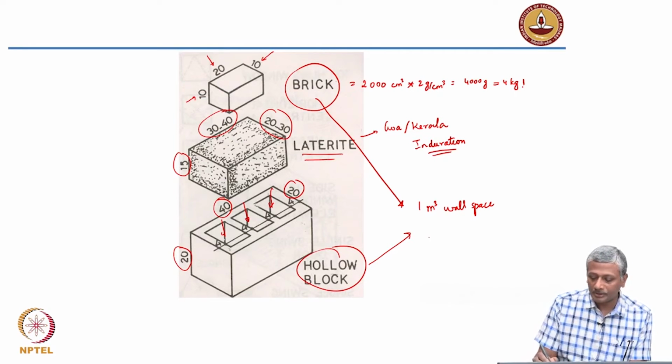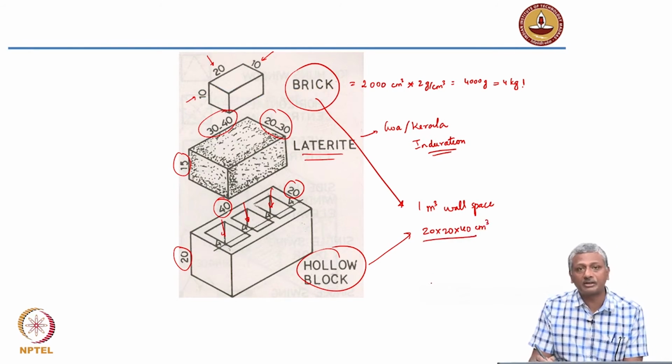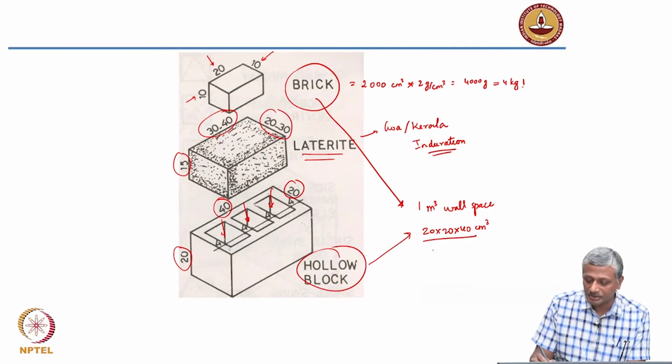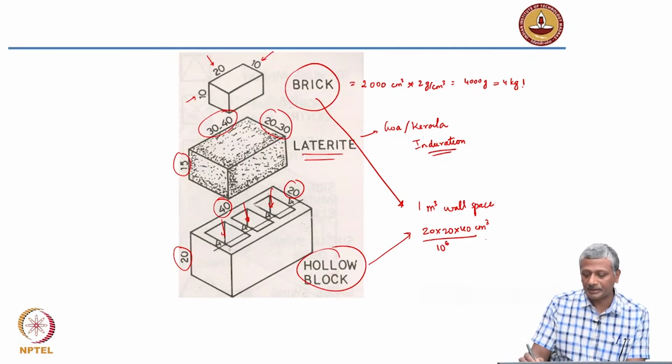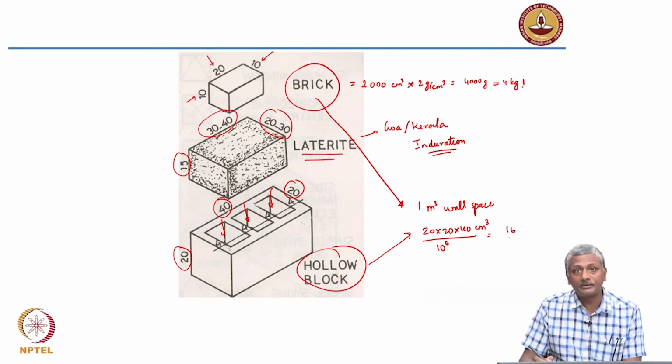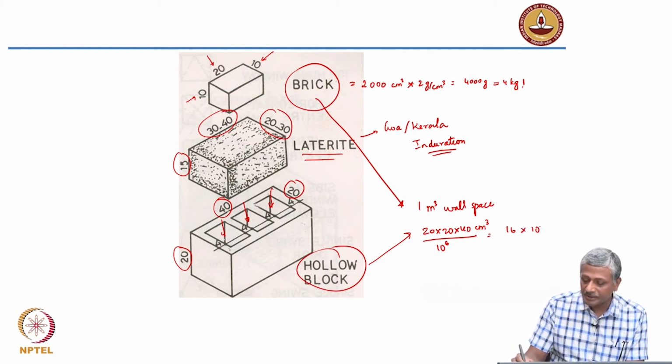So, in a hollow block, the volume occupied is 20 by 40 cubic centimeter. Let's divide that by the conversion factor for cubic centimeter to cubic meter, that is 10 to the power 6. Now, this becomes 2 2s of 4, 4 4s are 16, right? 2 into 2 is 4, 4 into 4 is 16 into 10 power minus 3, that is 0.016 cubic meter.